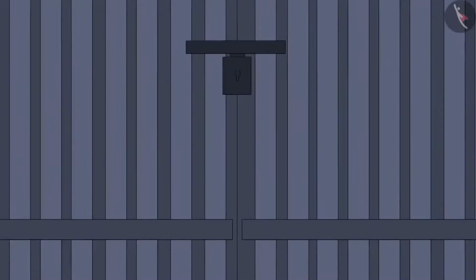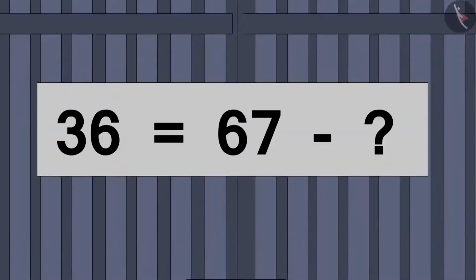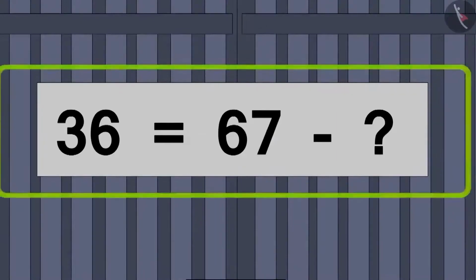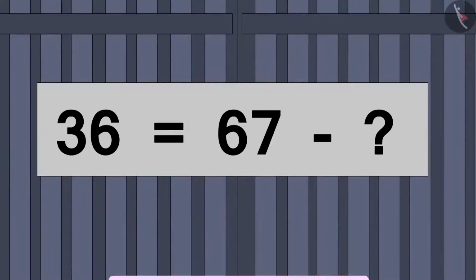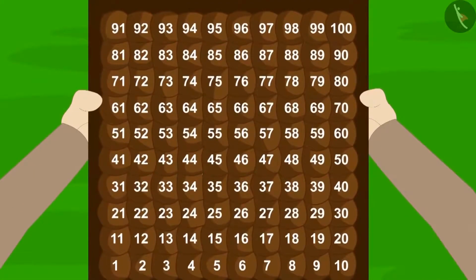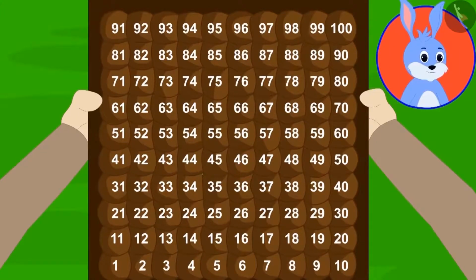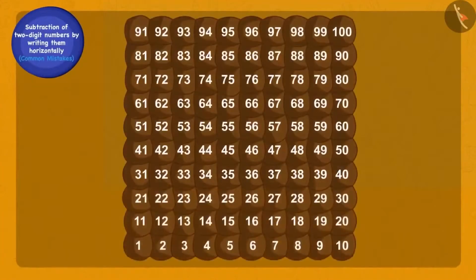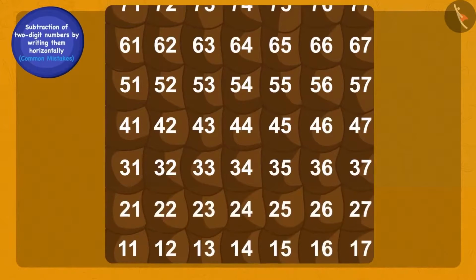But the exit gate was closed and there was a puzzle written on it. Can this puzzle be solved in an easy way? Let us see how Bhola and Golu find a solution to this problem. Bhola has a grid full of numbers. Children, have you seen this grid before? Yes, this grid is exactly like Bunny's 100-room house. In this puzzle, we have to find the number which, when subtracted from 67, will give 36.